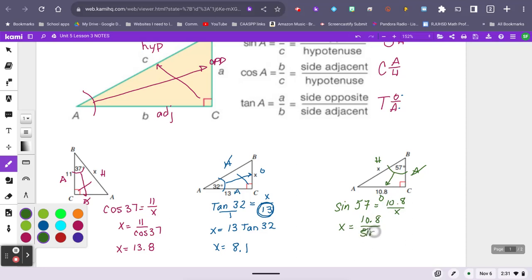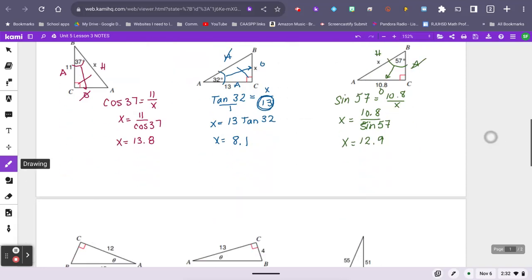And the nice thing is if you put this into Desmos, or if you have a good calculator, you just type in what you see and it'll actually do the work for you. If you're doing it on your phone, you have to go a little bit backwards. You're going to have to find out what sine 57 is and then write it down and then go 10.8 divided by that. Using Desmos, a lot easier.